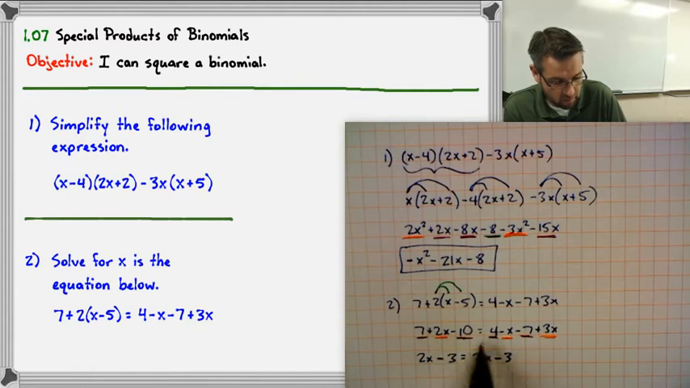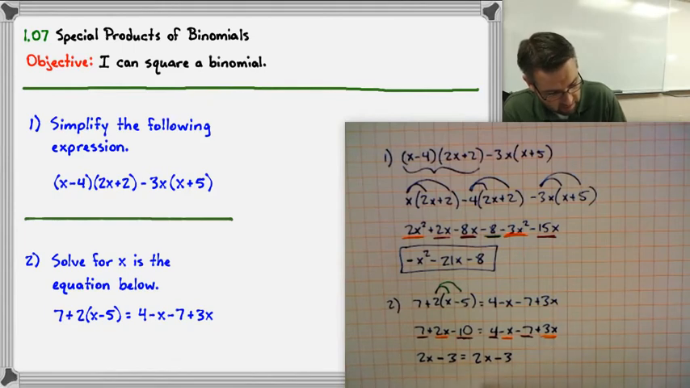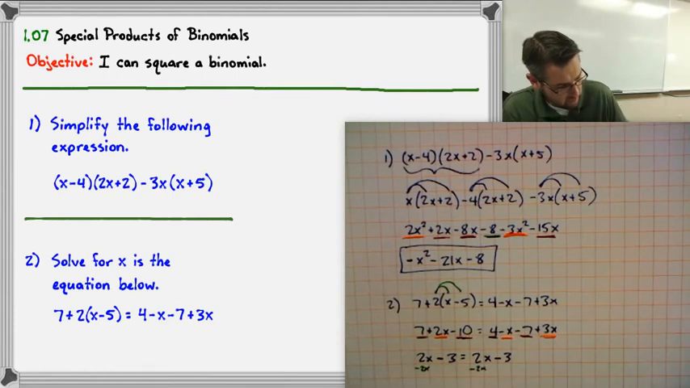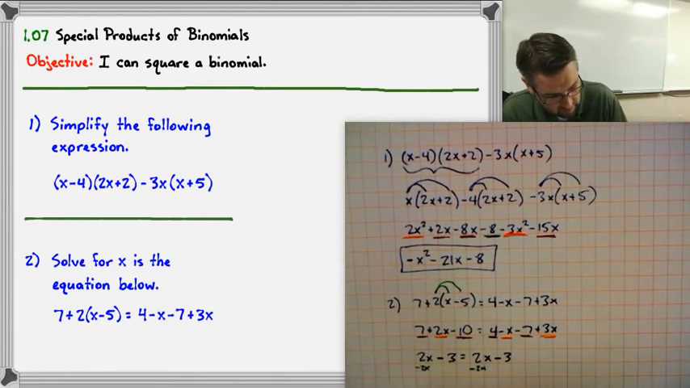We have to actually move them over, do the opposite operation, okay, the inverse operation. The next step here is to get x by itself. So I'm going to move all the x's to one side. So when I subtract 2x here, I end up with 2x minus 2x is 0. So I'm left with negative 3 equals negative 3.